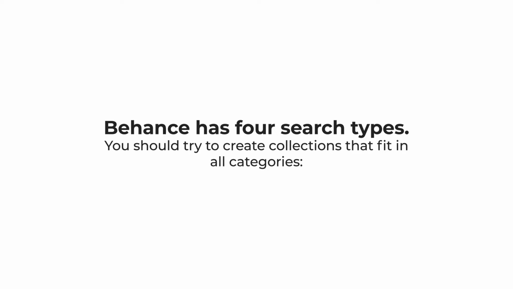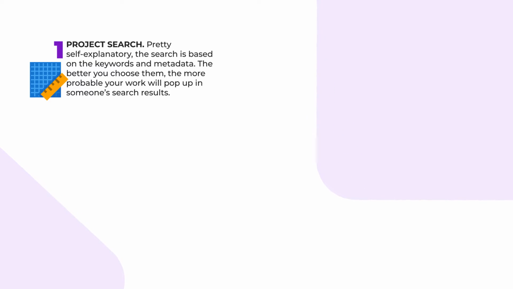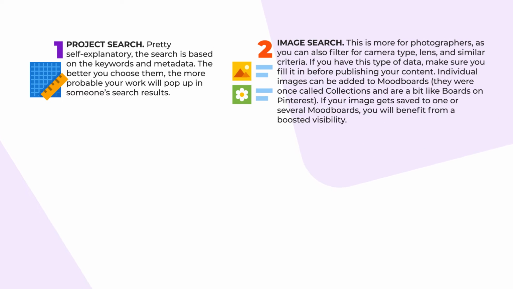Behance has 4 search types. You should try to create collections that fit in all categories. Project search. Pretty self-explanatory, the search is based on the keywords and metadata. The better you choose them, the more probable your work will pop up in someone's search results. Image search. This is more for photographers, as you can also filter for camera type, lens, and similar criteria. If you have this type of data, make sure you fill it in before publishing your content.